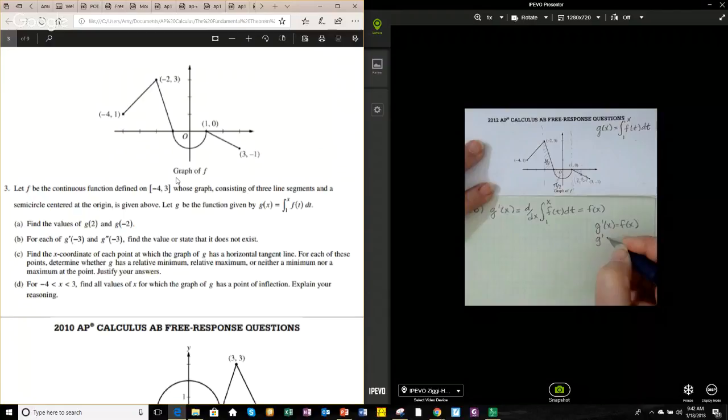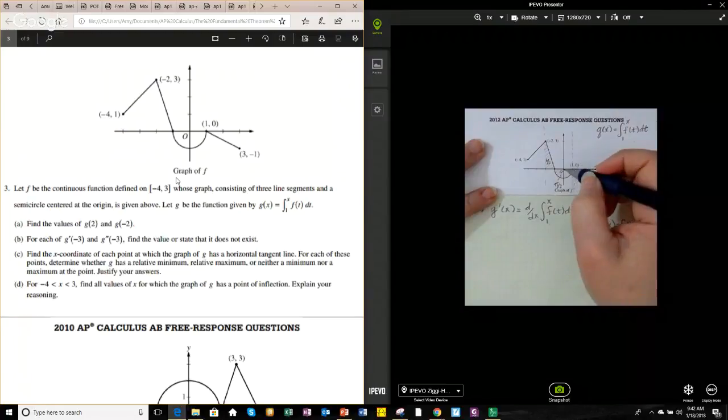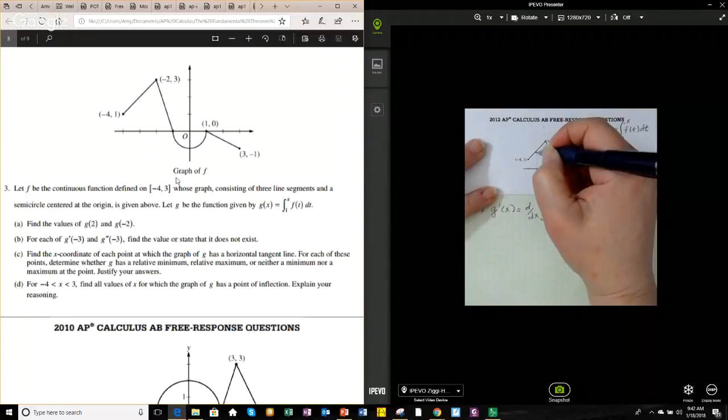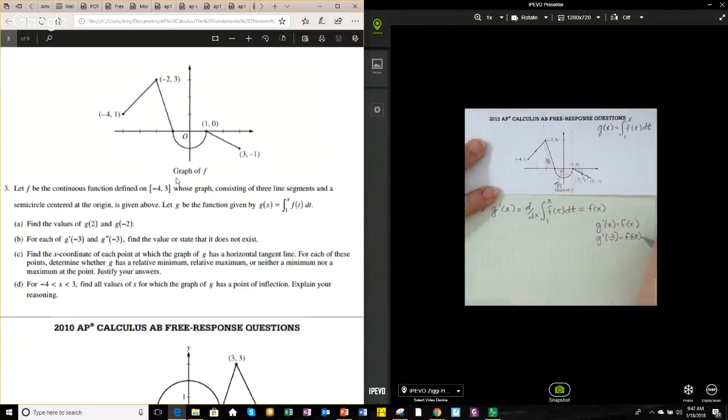And I need g prime of negative 3. So I need f of negative 3. Well, what is f of negative 3? I'm just going to go over here and see if I have a value for f of negative 3. So 1, 2, 3. I need this value here, which looks like it's 2. So g prime of negative 3 is equal to 2. Now I know for a fact that you get points for writing this expression here. So that's really important, okay?